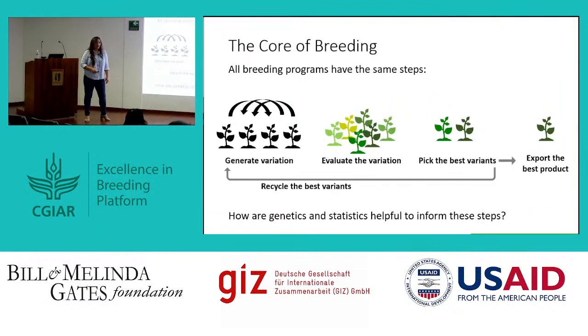Okay, so I think that all breeding programs pretty much have the same steps. We start by generating variation. We do something to evaluate the variation and then pick the best variants. And as soon as we can pick the best variants, we want to be recycling them as new parents to restart that process. But all the while we're continuing that going, we should also export good products. So today will just be about how genetics and statistics can be useful to inform these steps.